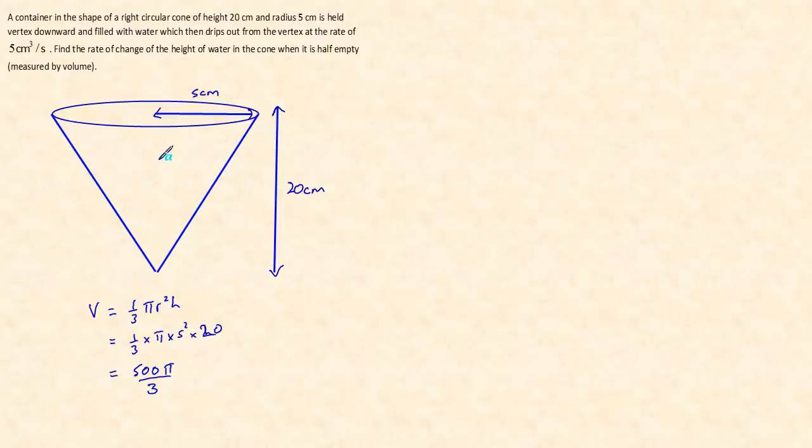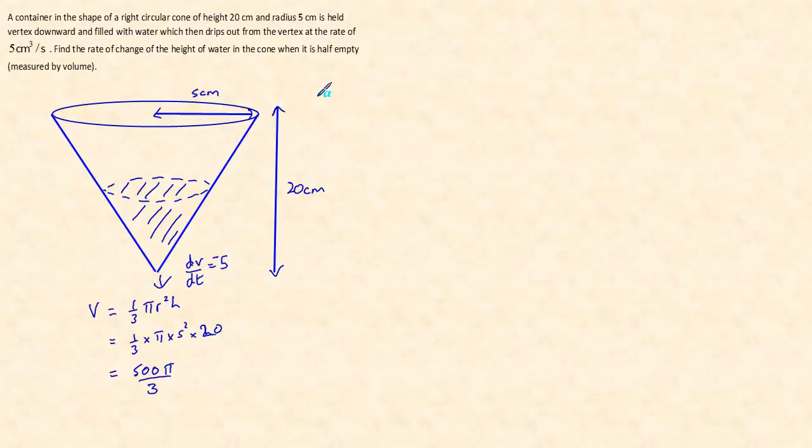Now note that as the water goes down in the cone, the shape here is going to be similar to the original cone. And we know that water is coming out here, so that's going to be dV/dt at 5 centimeters cubed per second. So if we think about it as the volume in here, that's going to be -5 because we're losing volume inside.